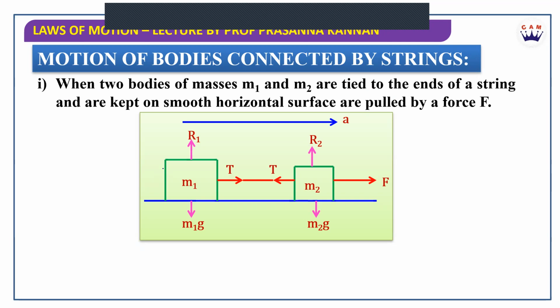Forget the y-axis forces. They cancel each other, they don't contribute to the motion, correct? So M2G is equal to R2. What is M2G? Weight of M2. What is R2? Normal reaction. Those two balance each other, so that it's not having any acceleration in the y-axis. You are applying a force F here. Because you are pulling, M2 also moves, M1 also moves.